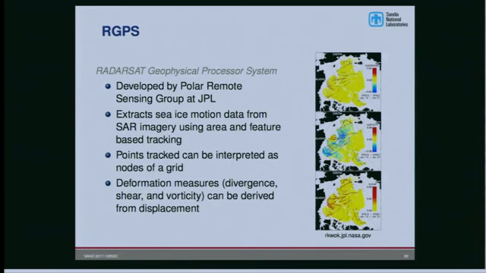So we've seen a lot of RGPS data already. I'm going to show some more. I just want to go over basically what it is. It was developed by the Polar Remote Sensing Group at JPL, and it's a way of extracting ice motion data from SAR imagery. So it puts down a grid at the beginning of the season and then follows that using area and feature-based tracking. And you can get measures of deformation, divergence, shear, and vorticity derived from the displacement.